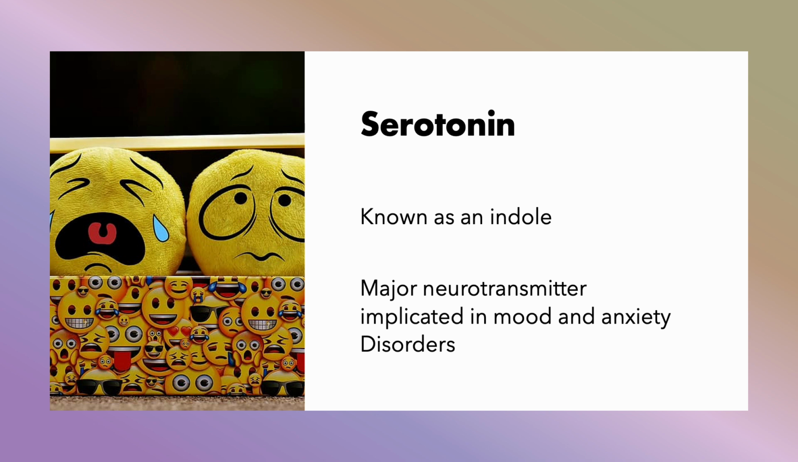Serotonin is known as an indole, produced in the raphe nuclei of the brainstem. Precursor is tryptophan, removed from the synaptic cleft and returned to storage via an active reuptake process. It's the major neurotransmitter implicated in mood and anxiety disorders.